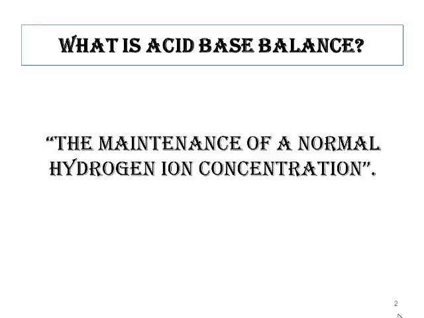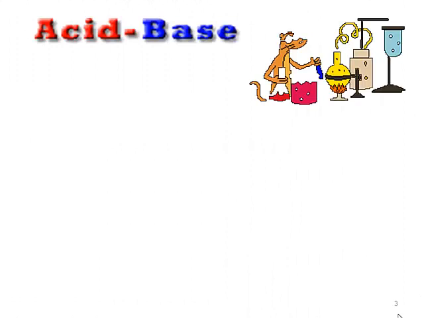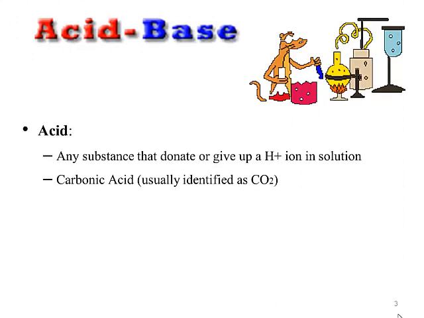The balance can be disrupted by pathological conditions such as infection, inappropriate medication use, trauma, and so on. We will go over some important concepts first. An acid is a substance that donates or gives up a hydrogen ion in solution. Some examples are acetic acid. Another is hydrochloric acid, which is in the stomach to help with digestion.